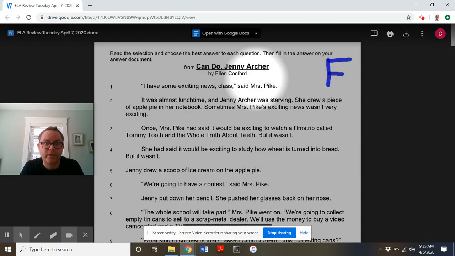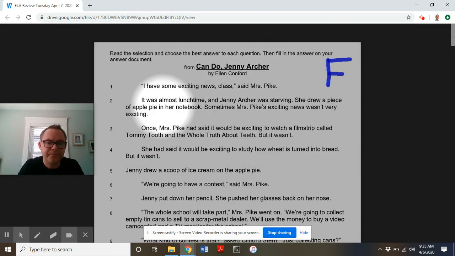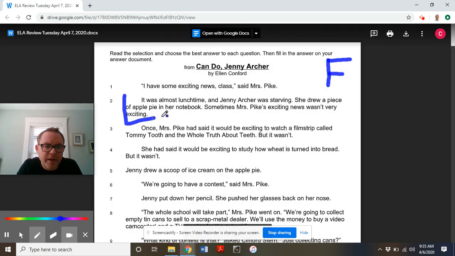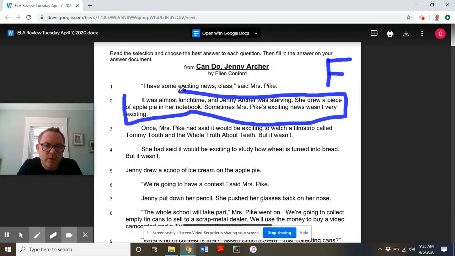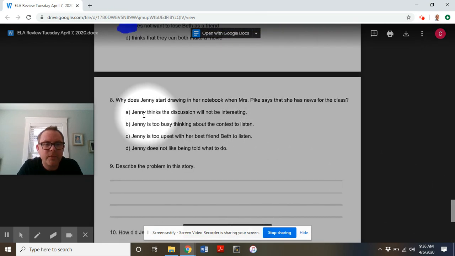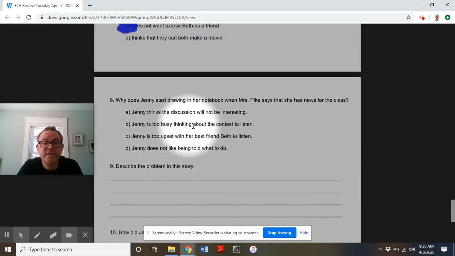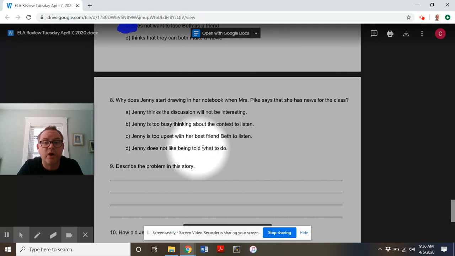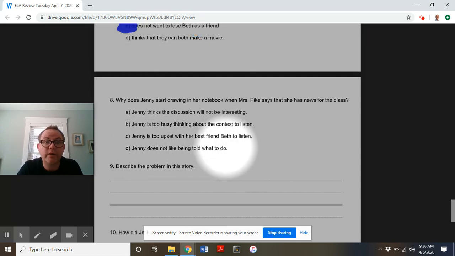So this is right back in the early part of the story, paragraph 2. "It was almost lunchtime, and Jenny Archer was starving. She drew a piece of apple pie in her notebook. Sometimes Mrs. Pike's exciting news wasn't very exciting." Okay, let's see if we can use that as evidence to support our answer to question number 8. Jenny thinks the discussion will not be interesting. Jenny is too busy thinking about the contest to listen. Jenny is too upset with her best friend Beth to listen, or Jenny does not like being told what to do. What's the right answer?